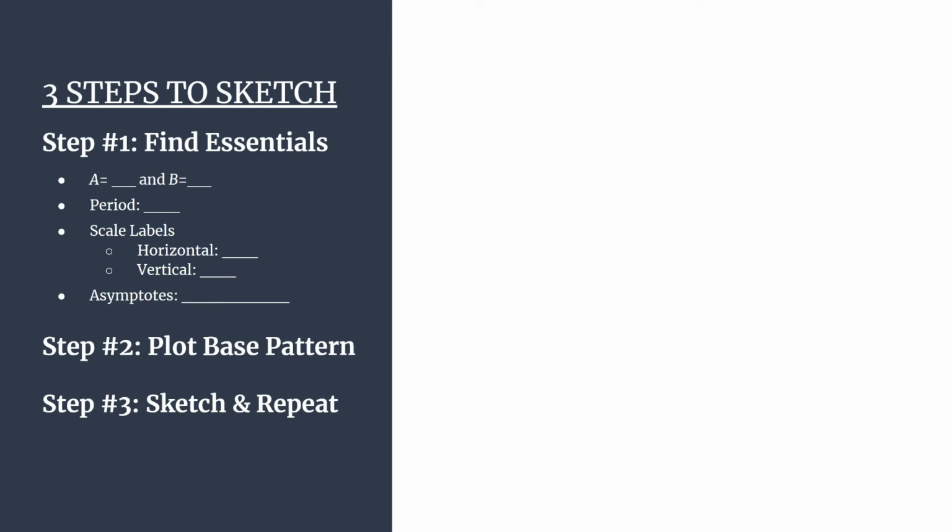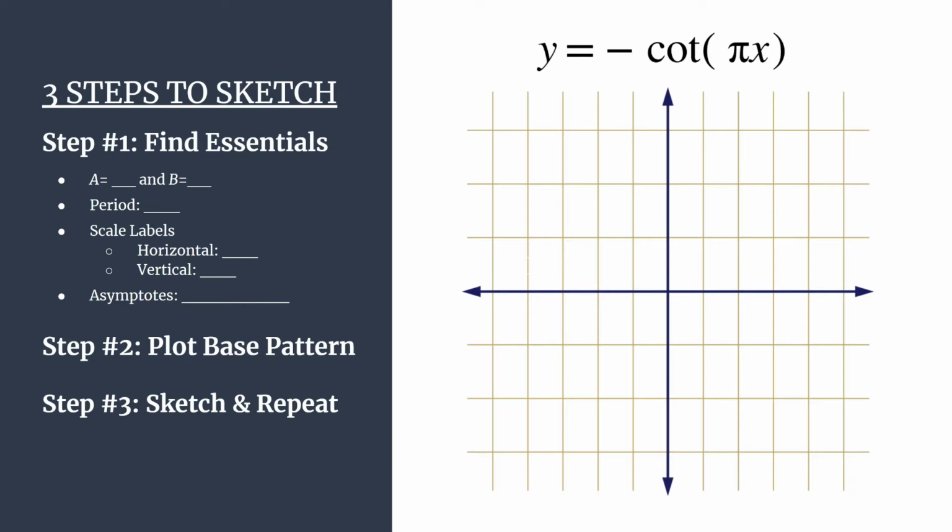Here's our template. In step 1, we find our essentials. We really analyze and get organized here. This step is the bulk of the work. In step 2, we'll plot our base cotangent pattern. And in step 3, we'll sketch in the graph and repeat for as many cycles as we need. All right, so here's a grid and our equation, and let's get started.